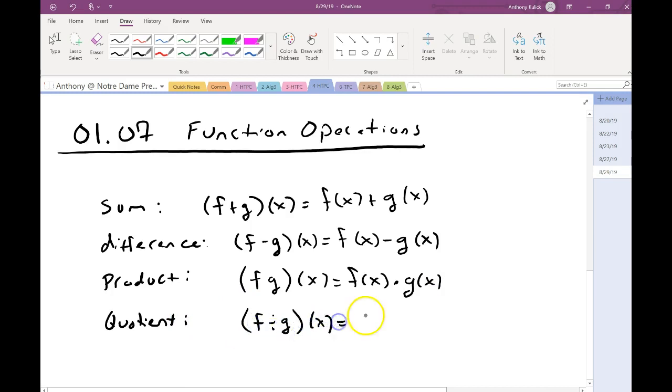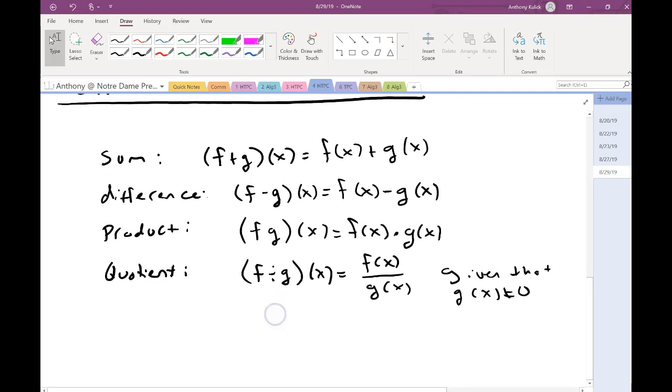And for a quotient, f divided by g of x is the same thing as f of x divided by g of x, with the one little caveat that g of x has to be non-zero. Why do we need that non-zero condition for the quotient? Yeah, we can't divide by 0. So we have to make sure that the denominator is never 0. In this case, g of x is our denominator. So we have that little extra criteria there.